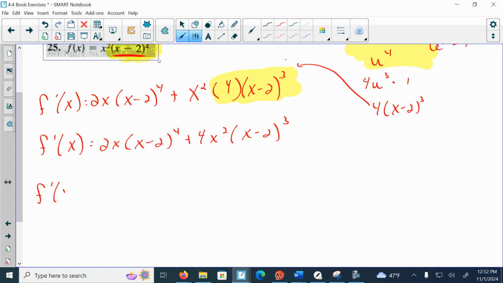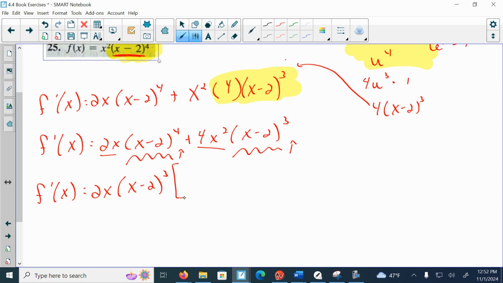Now I have to factor completely, so I look at the 2x and the 4x squared. The greatest common factor between those two is 2x. I'm going to factor that out. Then I have x minus 2 to the 4th, and I have x minus 2 to the 3rd. The lowest power is the 3rd, so I'm going to write x minus 2 to the 3rd. I like to do the bracket because that's telling me that I'm factoring something out. If you don't like the bracket, then don't do the bracket.